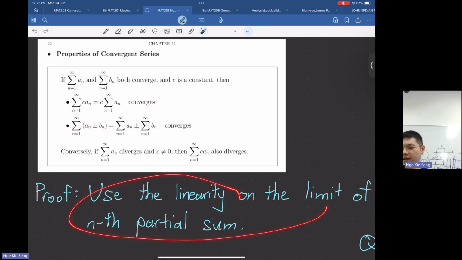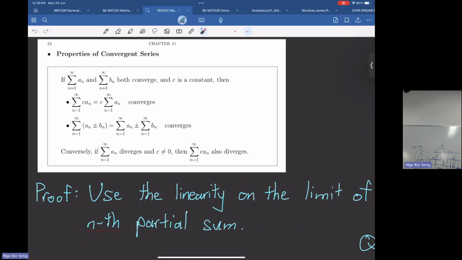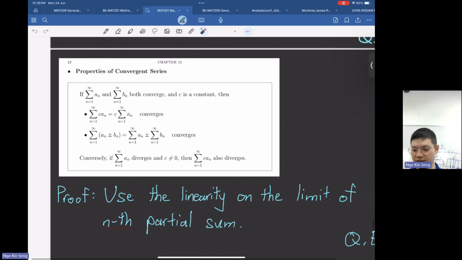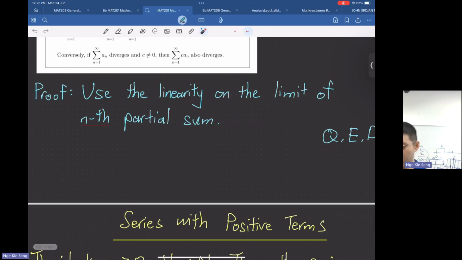You need to go to the n-th partial sum. In the partial sum, you can pull the constant out, or you can split the sum at each S_n. Try to imagine what happens in S1, S2, S3, S4, S5, S6. You can pull the constant out at every level, because every level is just finite, so you can do linear things. We won't discuss this again because we have discussed it before.